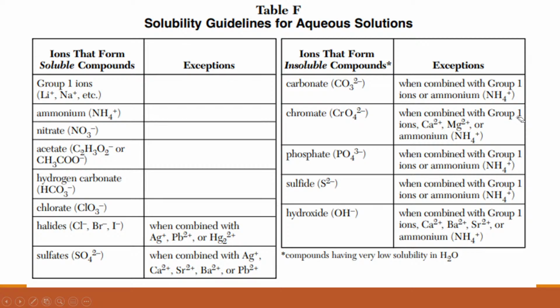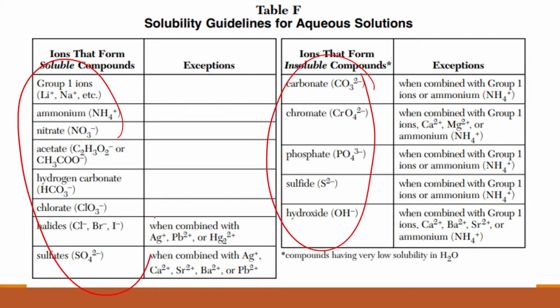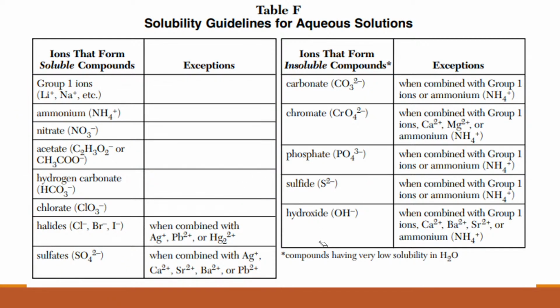So when we want to look and see if something is soluble in water, we are looking at Table F, trying to find one piece of our compound on here, and then checking to see if that is paired with any exceptions. Let's look at a couple of examples.